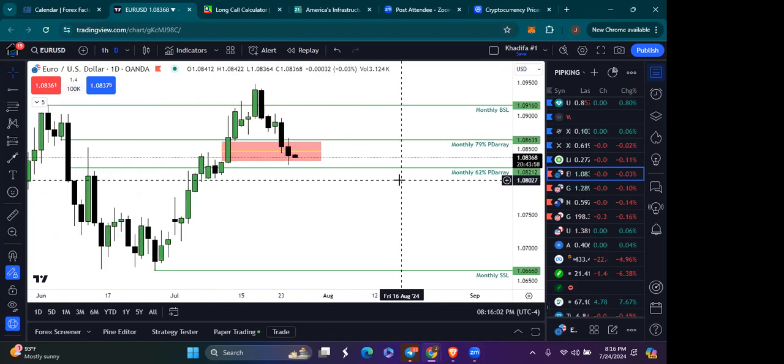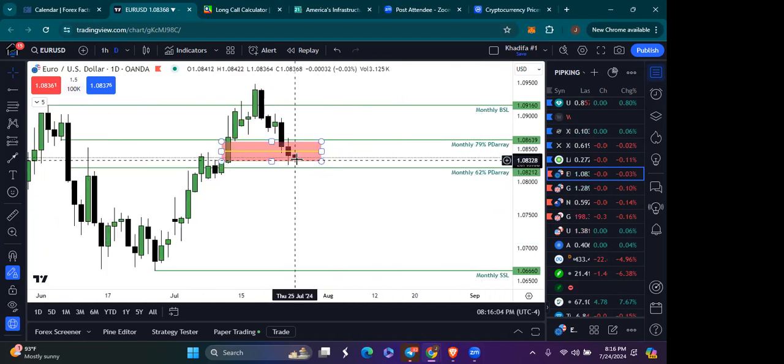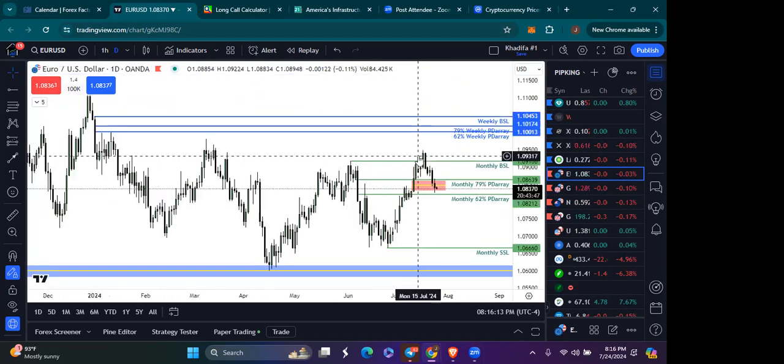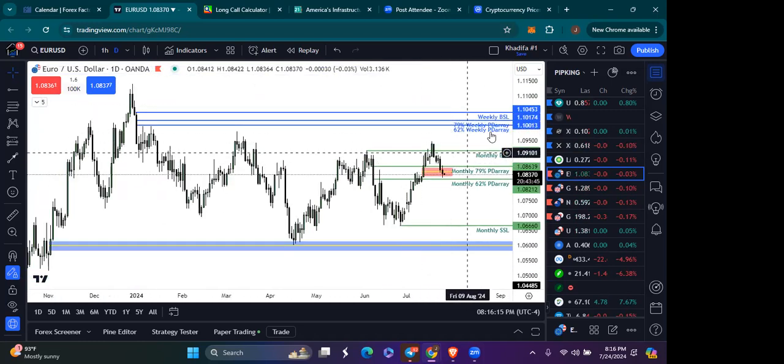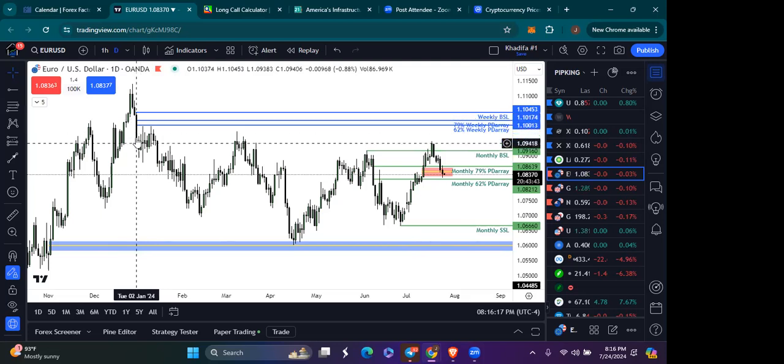Cool beans. So I would love to see us get back above this daily fair value gap aggressively and close above it for us to continue higher, targeting these weekly PD array levels and this imbalance that we see in Euro USD, right?